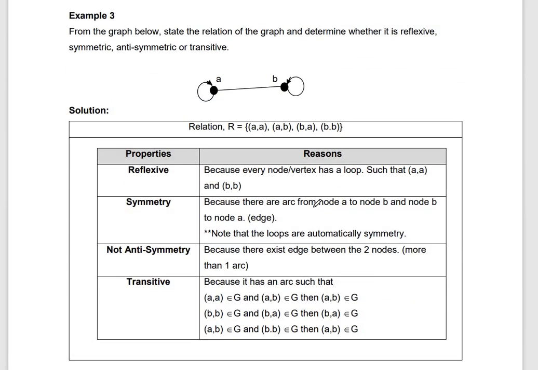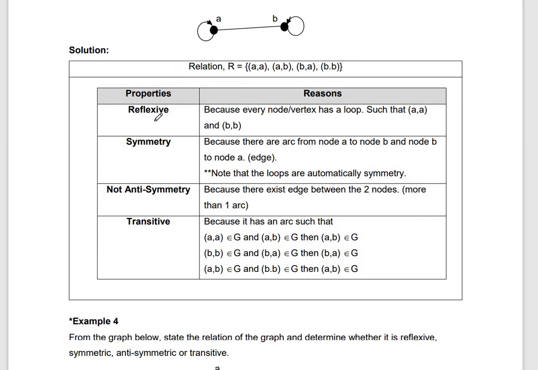Okay. Look at your example number 3. So, this example number 3, from the graph below, state the relations of the graph and determine whether it is reflexive, symmetry, antisymmetry or transitive. So, you are given this graph, dia ada loops dekat A, dia ada loops dekat B, and then one edge from A to B. So, means that A to B, B to A. So, first of all, baca dulu dia punya relation. Baca semua. So, satu loops untuk A, satu loops untuk B. Dekat sini ada edge. So, kena baca A, B, B, A. Kalau dia bagi arc, baru baca satu. Okay, edge dia baca dua-dua.